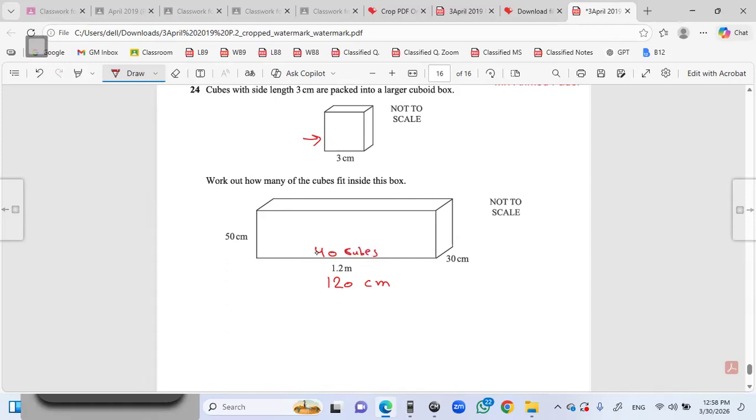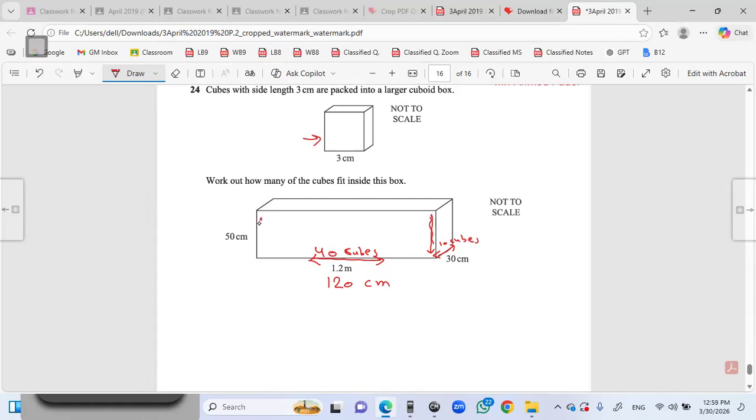How did you do it, mister? I did here 120 divided by 3, which is 40 cubes. This is the length. All right. What about the width? How many cubes can fit? You're going to find here in the width 30 centimeters. So each cube is only 3 centimeters. So 30 divided by 3, which is 10. 10 cubes can fit.